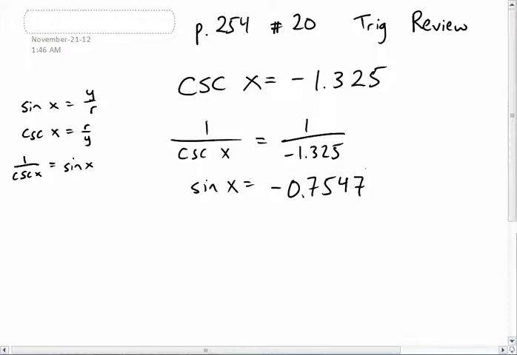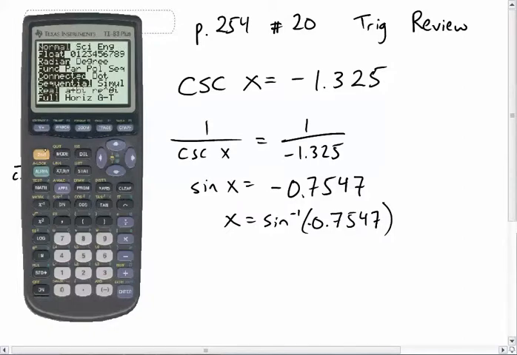Now to solve this for x, I can move the sine to the other side of the equation using the inverse sine. So you can use the inverse sine to solve for an angle. Just make sure my calculator's in radian mode. Good. And I can use the inverse sine of my answer, and that'll give me my angle. And the angle is negative 0.8552.